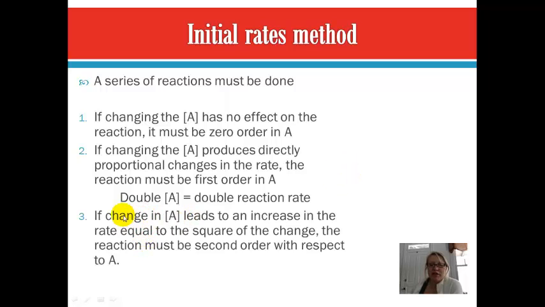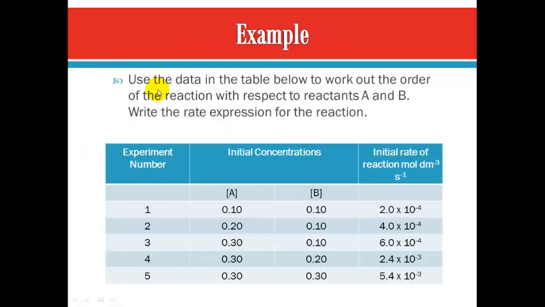If you change the concentration of A and the rate changes by the square of the change, the reaction must be second order with A. So for example, if you double A and the rate increases by 4, it must be second order in A. So here's an example. Use the data in the table below to work out the order of the reaction with respect to reactants A and B, and then write the rate expression.